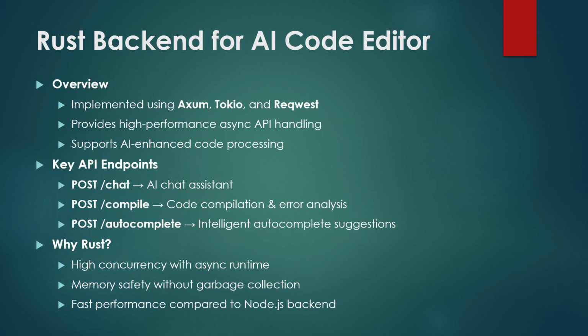For the backend, I'm using Rust. The Rust implementation uses Axum, Tokio, and Reqwest. It provides high-performance asynchronous API handling and supports AI-enhanced code processing. Here are three API endpoints. And why do I use Rust instead of Node.js? Rust has the advantage of high concurrency with an asynchronous runtime, memory safety without garbage collection, and fast performance compared to the Node.js backend.